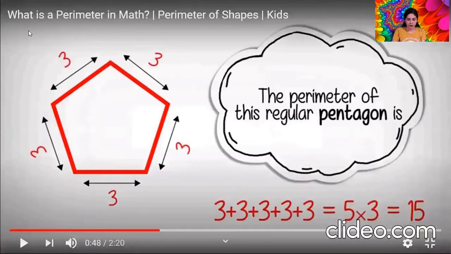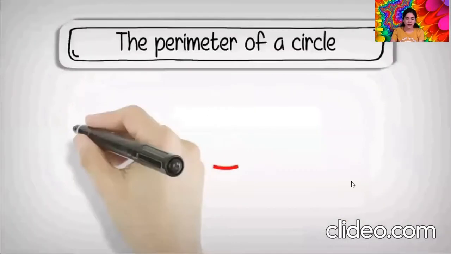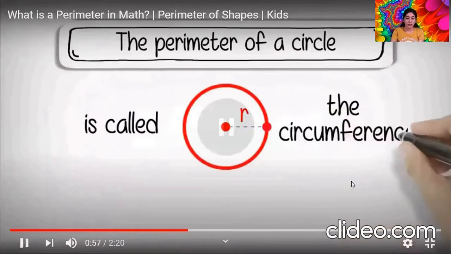Remember that we have to add all the sides. Here, 3 plus 3 plus 3 plus 3 plus 3. Okay, guys, it is better if we say 3 times 5, no? Or 5 times 3. Yes, it's better to say it that way. Which is the same as 5 times 3, which equals 15. The perimeter of a circle is called the circumference.